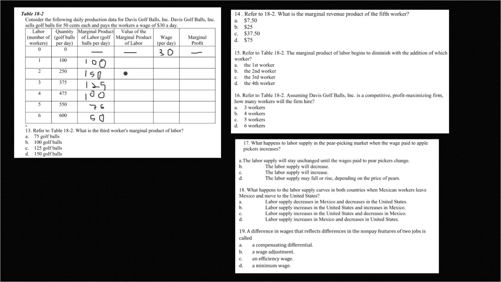And then we have the value of the marginal product of labor. So we now just multiply. The value of the marginal product of labor is the marginal revenue product. It is price times the marginal product. So we can multiply each of these numbers by 50 cents, and we have our answer. So this is going to be $50. That's a dollar sign. 150, so that's going to be $75.